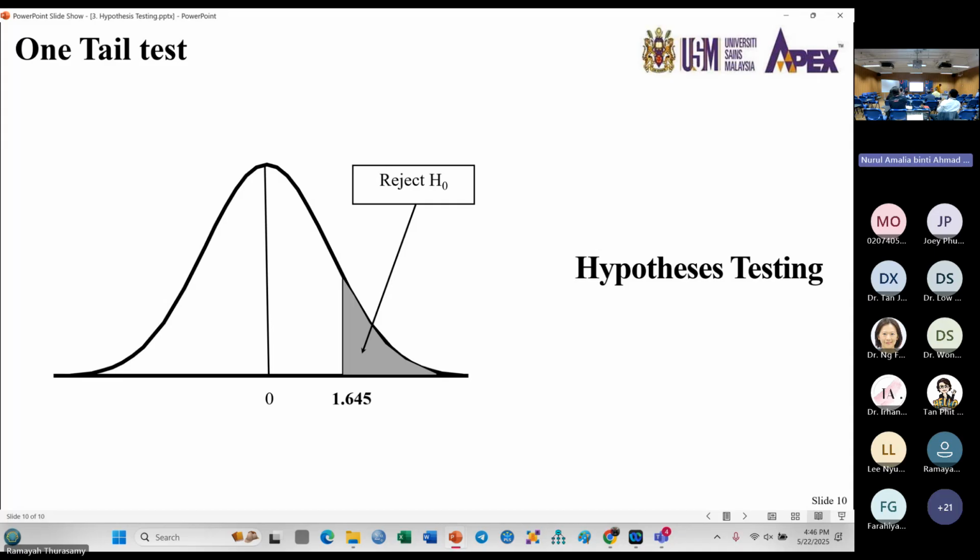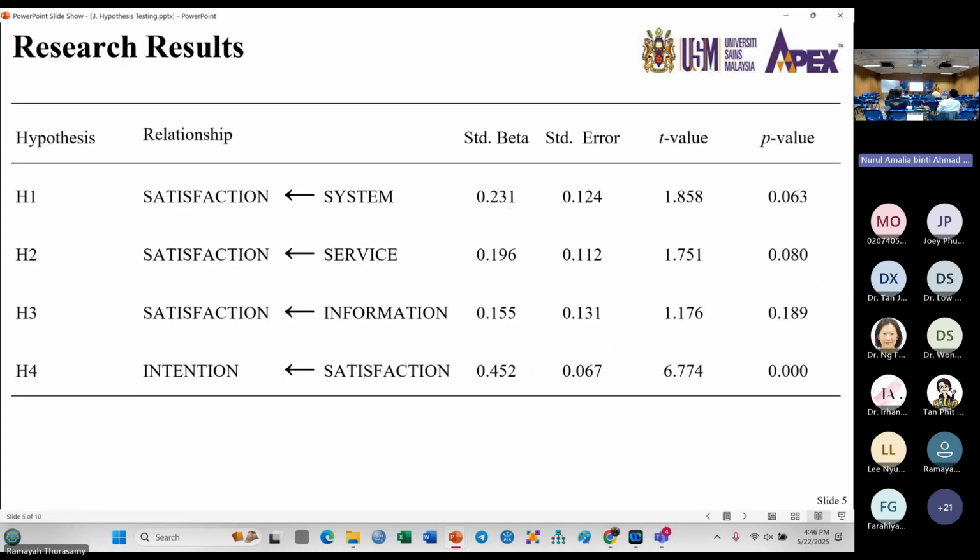So when you say divide by half, you're referring to the p value, aren't you? Yeah. This one you will take. But that is 1.645 there. Anything greater than 1.645. So it is 1.858, right?